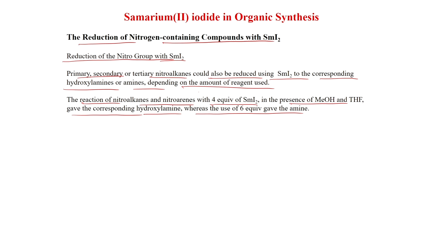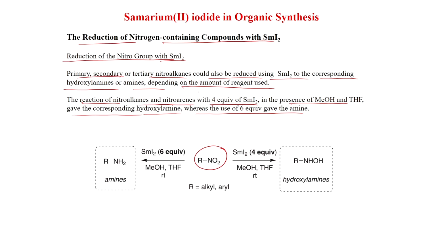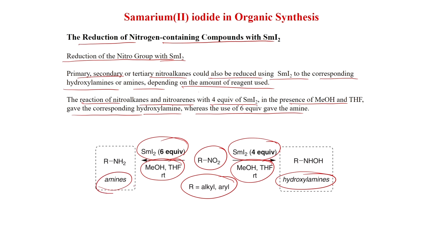So, we know that the nitro group is a useful group in organic chemistry and various reduction methods are well known, like tin and HCl, and here we can see samarium iodide can also do this reduction. Like RNO2, if there is a nitroalkane, R is equal to alkyl or aryl, and samarium iodide 4 equivalent, methanol THF condition, you get this hydroxylamine. On the other hand, if you put 6 equivalent samarium iodide, methanol THF room temperature condition, you get the amine. So, that means hydroxylamine is an intermediate for the formation of amines. This was published in Tetrahedron 1991.